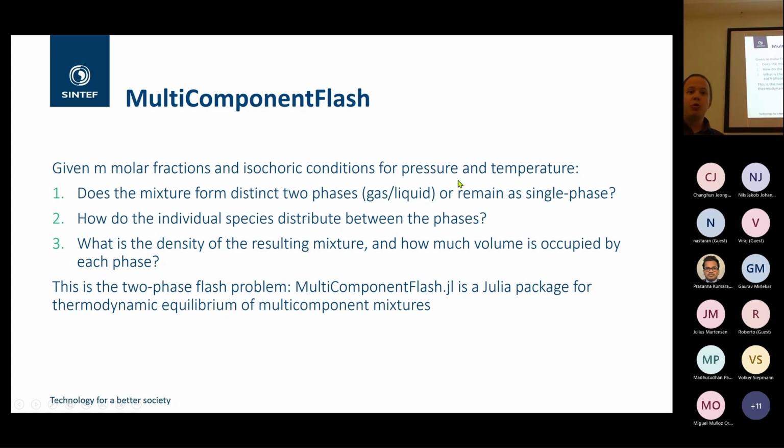Do you get 2 distinct phases? For instance, does it split into gas and liquid, or does it remain a single phase? If it splits into multiple phases, how do the species distribute between the phases? And what are the properties of the resulting mixture? So what's the density, how much volume is occupied by each phase, and so on. So this is basically a 2-phase flash problem, and it's quite a standard one.